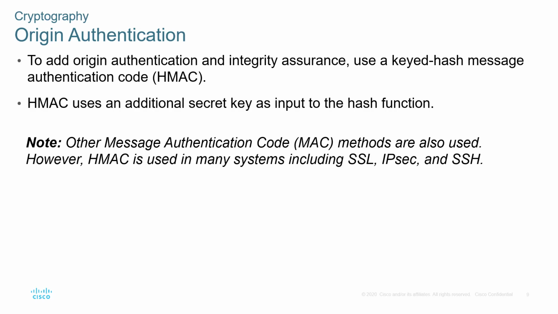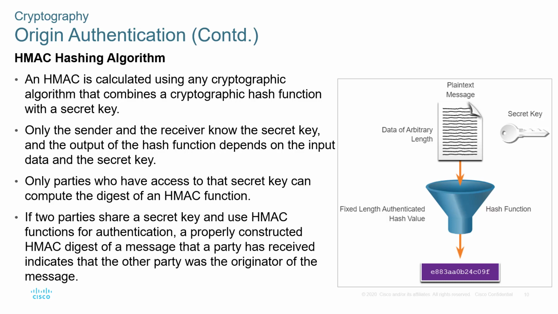Alright, so how does the HMAC fit into our hashing algorithm process? What happens is we have a plain text message, a collection of data that's X amount large, and we have a secret key. This is where the HMAC comes into play, because the HMAC is going to be using that secret key. Remember that the HMAC is calculated using any algorithm. Only the sender and the receiver should know the secret key, and the output of the hash algorithm will be dependent on that secret key. So again, only parties who have access to the secret key can compute the digest of the HMAC function.